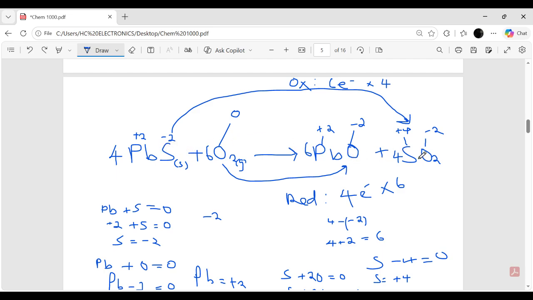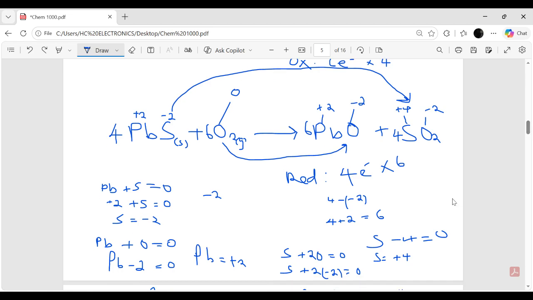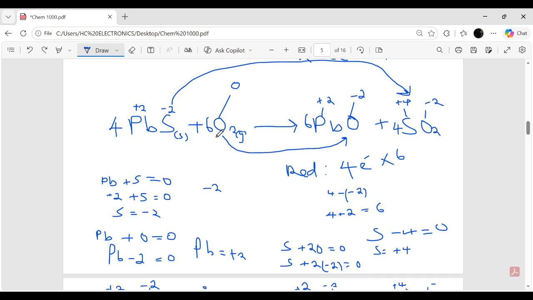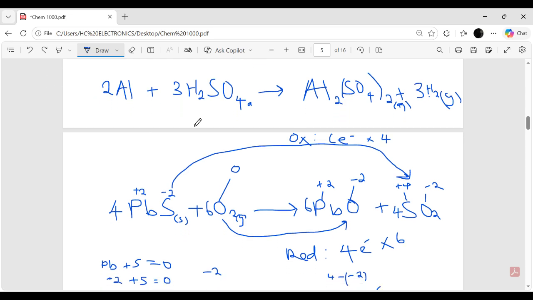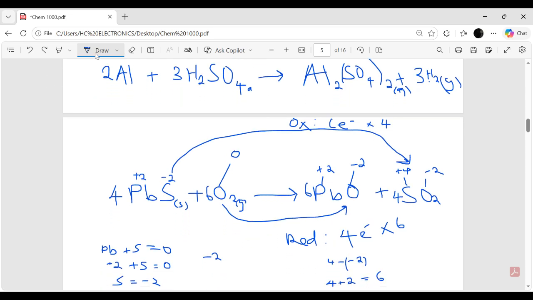4 sulfur, 4 sulfur, 6 Pb. Okay, this equation is not balanced. It's not balanced. But I'm sure you've gotten the process, right? The key thing is knowing the process. So I'm sure it's just on the factor which we've used to balance it. Let's change the factor, then we're going to have a correct answer.